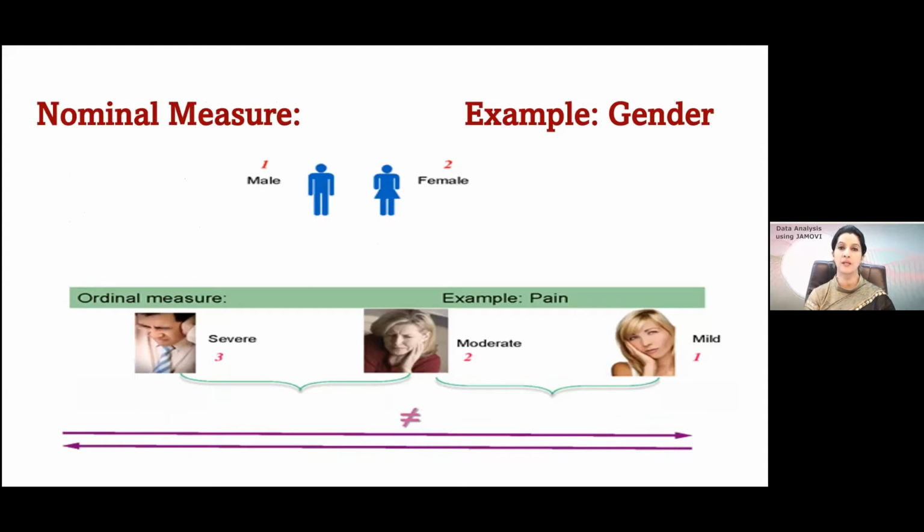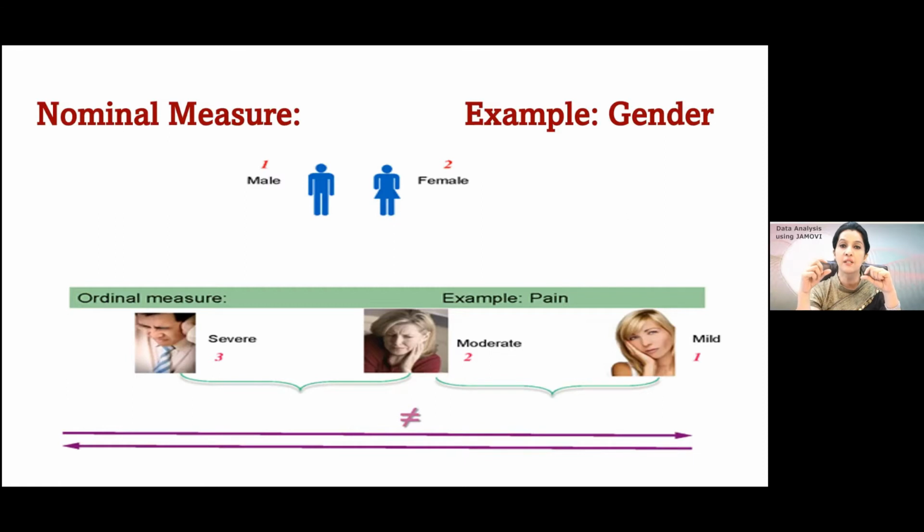Nominal is when the order of data doesn't matter. Like in this case, you can see male and female. If you give 1 code to male and 2 to female, and if you reverse the code, 2 to female and 1 to male, it does not matter, because these numbers are not conveying any order. It is not saying that 2 is higher than 1, that male is higher than female or female is higher than male. So in nominal, there is no order. We just assign a number to a particular category.